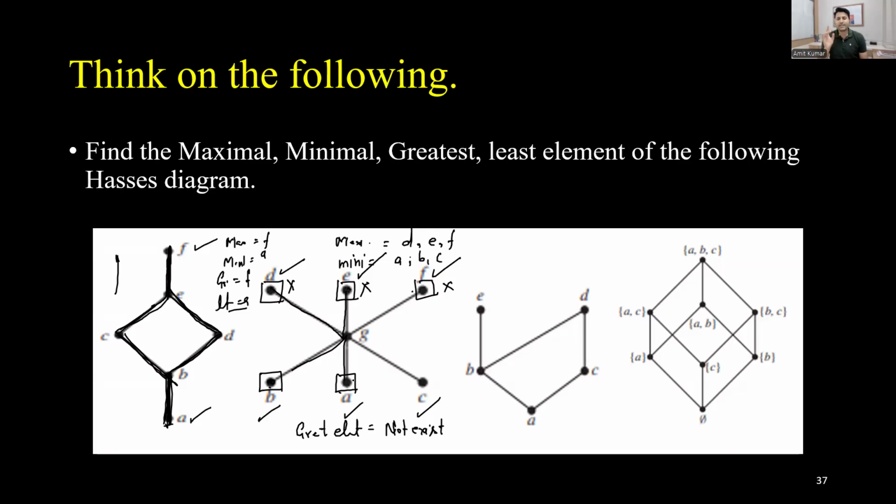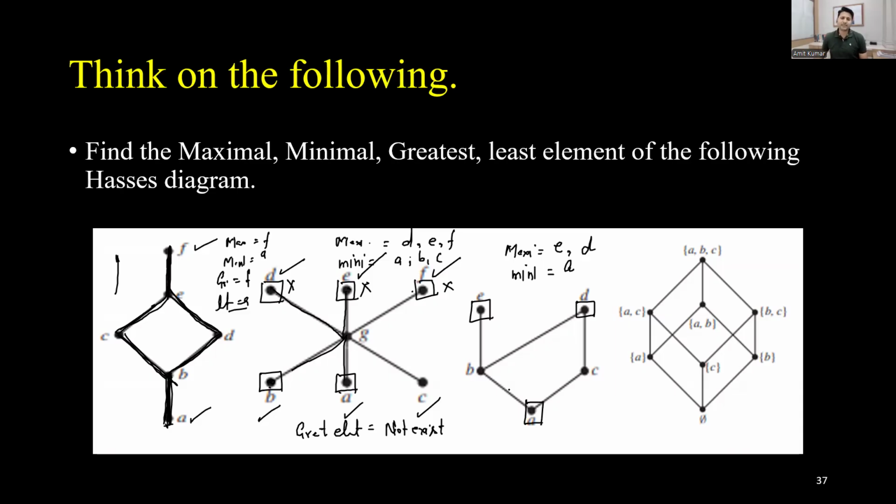and they are more in number, not one, they are three in number. Talking about the third example, what is the maximal element? I hope now you can understand it. E is the maximal element, no upper bound. D is the maximal element, no upper bound. For the minimal element, A is the minimal element, no lower bound of A.